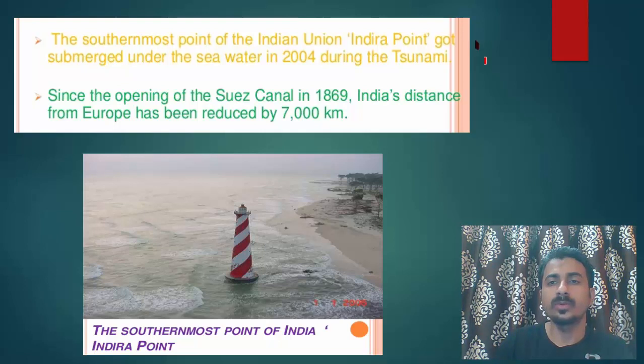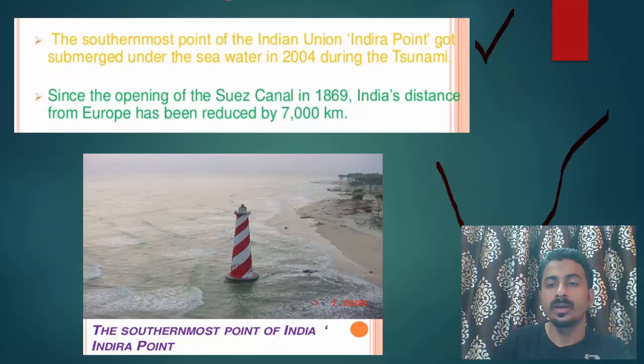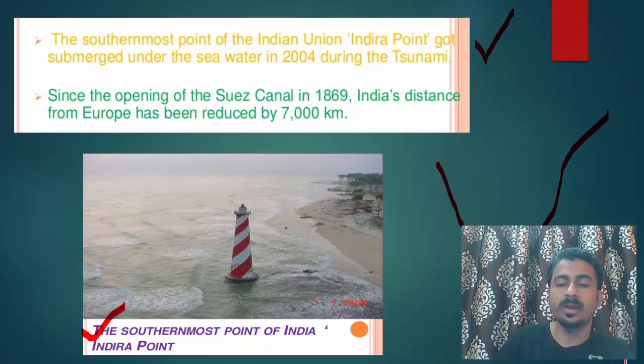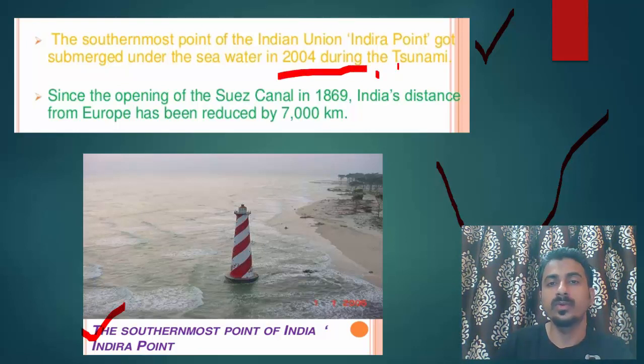I should have told you this earlier when I was telling you about the peninsula. I told you about Kanyakumari, right? But India's southernmost point is somewhere else. It is in Andaman and Nicobar. It is called Indira Point. It is in the southernmost part of the Andaman and Nicobar Islands. And during the tsunami of 2004, it got submerged in water.